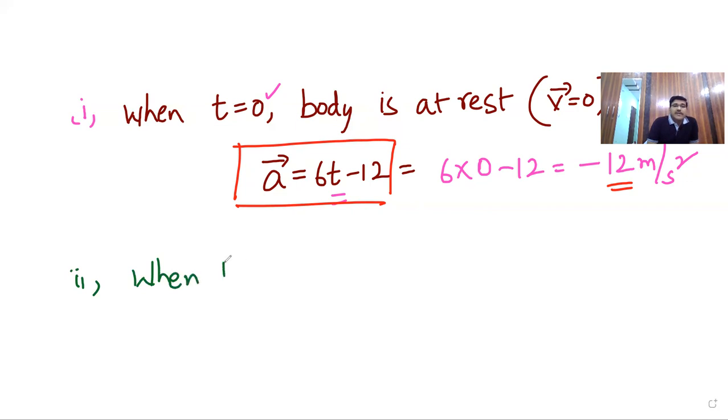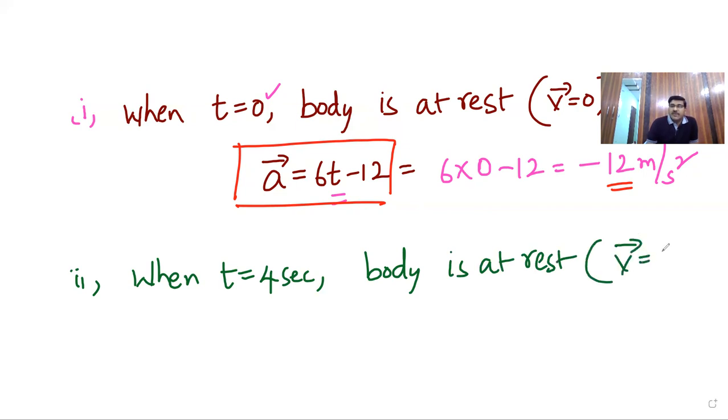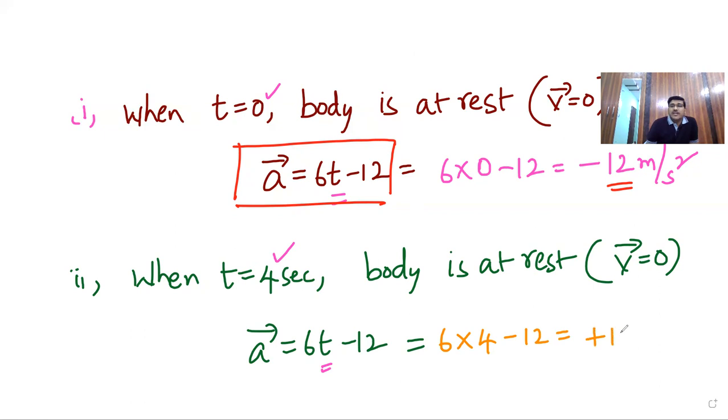Now, second case: body is also at rest when t is equal to 4 seconds. That means velocity v bar is becoming 0. Same acceleration expression we got, 6t minus 12. In place of time t, substitute 4 seconds. So it becomes 6 into 4 minus 12, so it becomes plus 12 meter per second square. So this is the acceleration, 12.